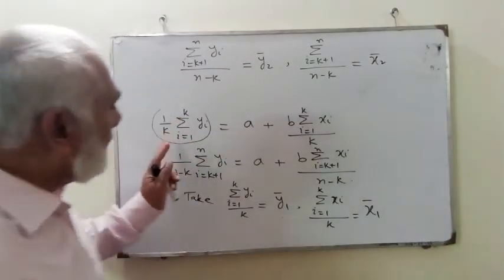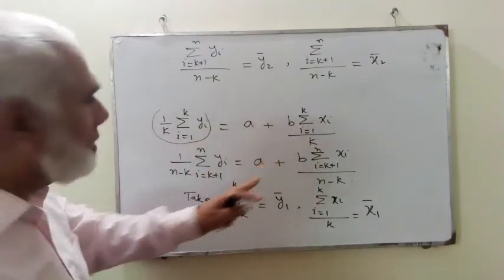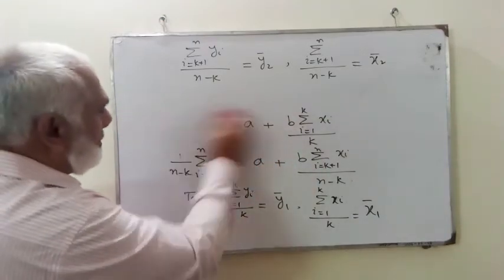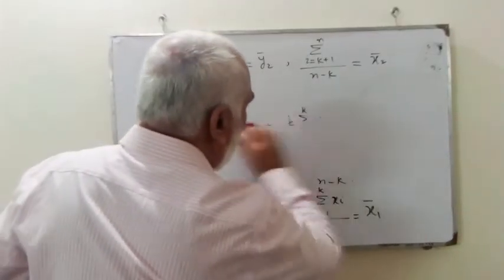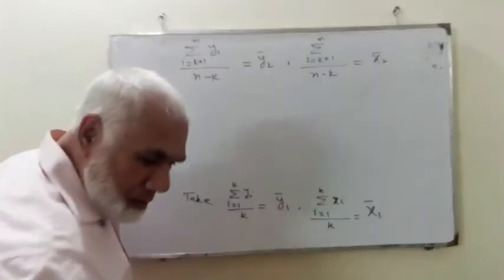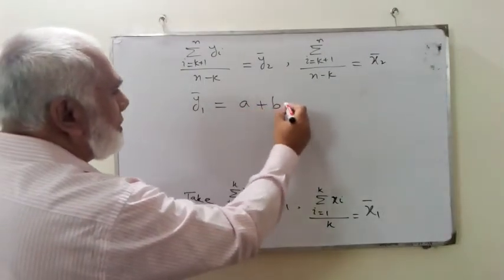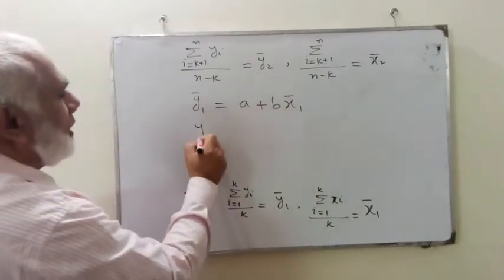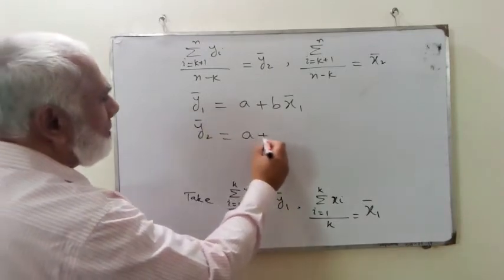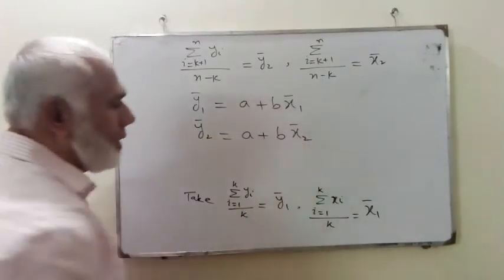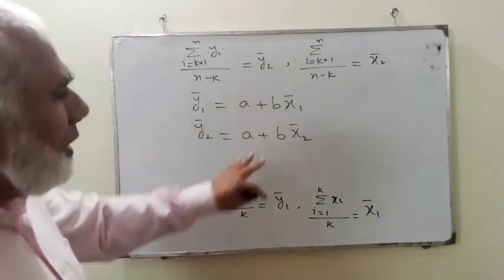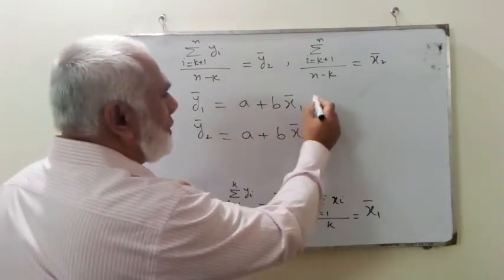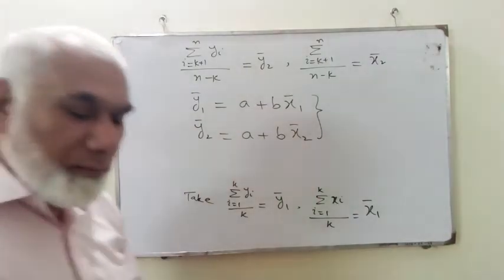Whenever you bring these changes into these equations, the equations now take the form y1 bar equals a plus b times x1 bar, and y2 bar equals a plus b times x2 bar. So here you can see we ultimately got the 2 equations from the 2 groups which we have developed.